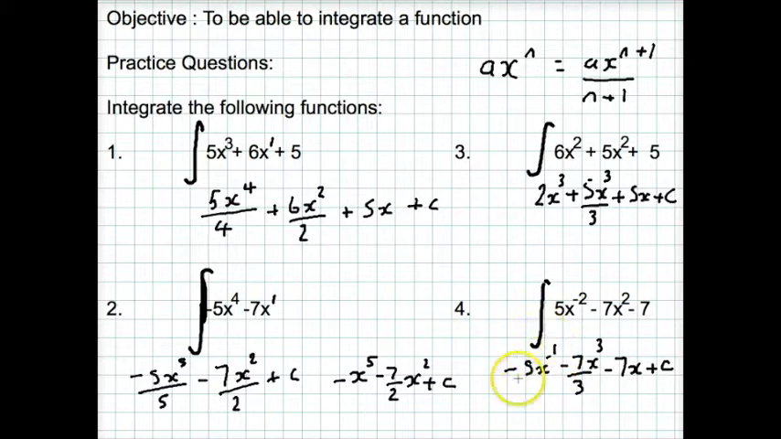This first term of course could be written as minus 5 over x, and then we'd have minus 7x to the 3 over 3 minus 7x plus c.